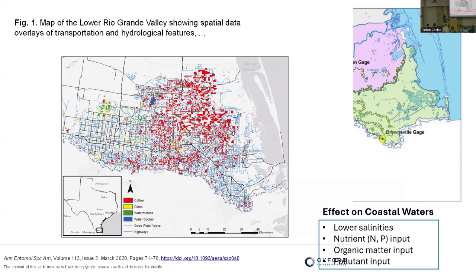And there's a number of ecological ramifications that come with this freshwater inflow and nutrients. So the most extensively recorded have been lower salinities, obviously nutrient input, increase in organic matter, pollutant input, and an overall degradation in water quality.